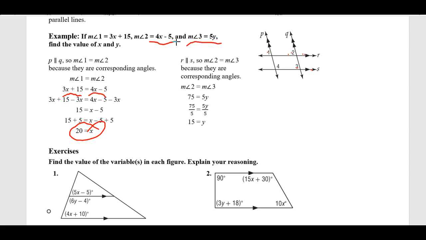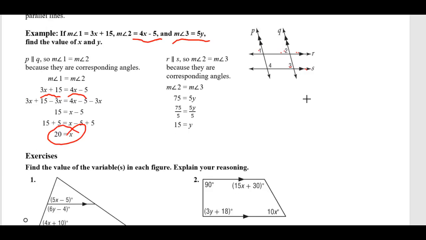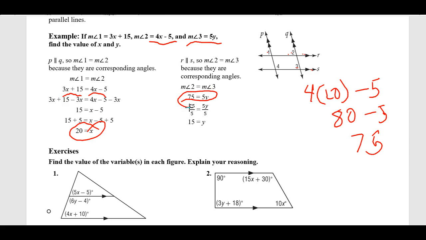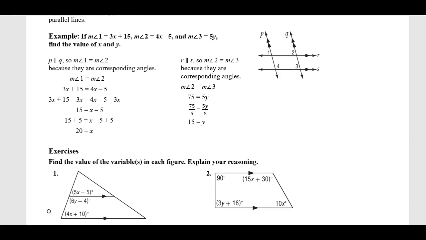So I need to come over here and see, since I know that x is 20, then what I really have here is 4 times 20 minus 5, right? That's 4x minus 5, and x is 20. So 80 minus 5 is really going to be 75. And that's how we solve that. We have 75 equals 5y, and pretty simple solve from there. So let me zoom in on some of these examples, and we'll get a little bit more practice.